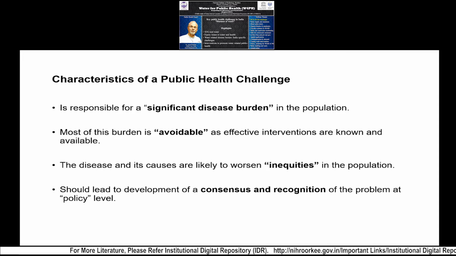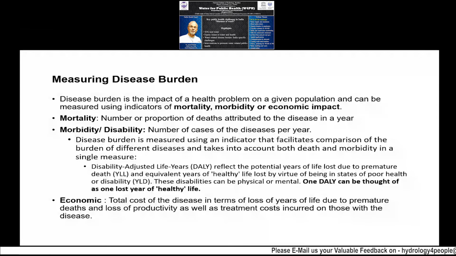If all these three criteria are met, generally we can make a good case for policymakers to do something about this and get them to arrive at a consensus and recognize that this is a problem that needs to be addressed by a public health approach. Starting with disease burden. When we talk of disease burden, we generally include mortality, morbidity, and economic impact. Mortality means the number of people who are dying due to the disease, and or the proportion of deaths which can be attributed to the particular cause.